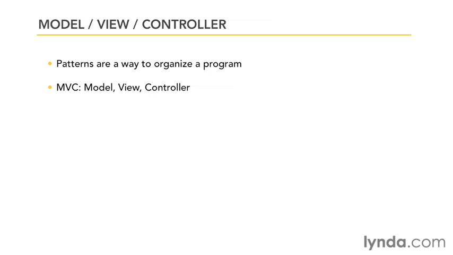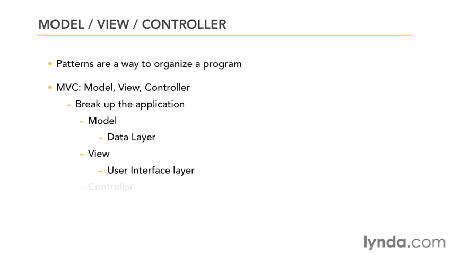MVC stands for Model View Controller, and this pattern represents the concept of breaking down your application into three coherent parts: the model, which is the data layer, the view, which is the user interface layer, and the controller, which is going to mediate user interactions and create updates to the model.